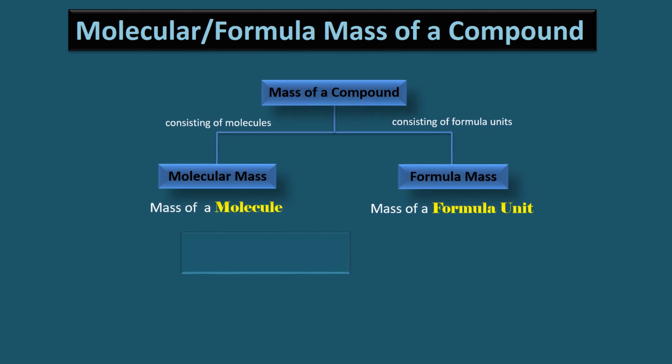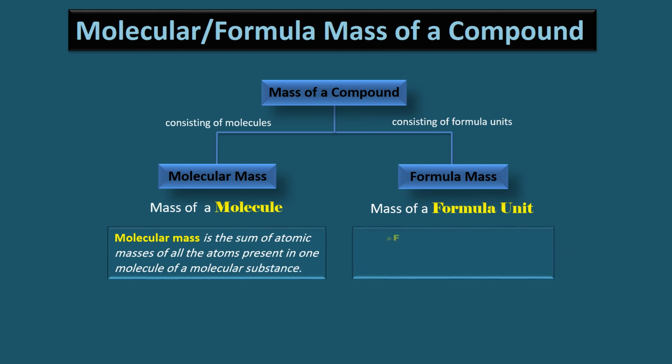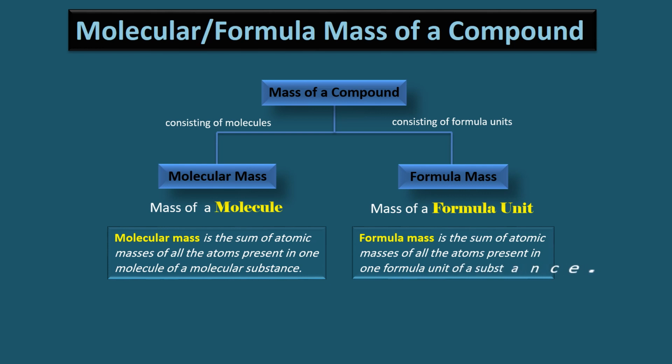According to your textbook, molecular mass is the sum of the atomic masses of all the atoms present in one molecule of a molecular substance, whereas formula mass is the sum of atomic masses of all the atoms present in one formula unit of a substance.